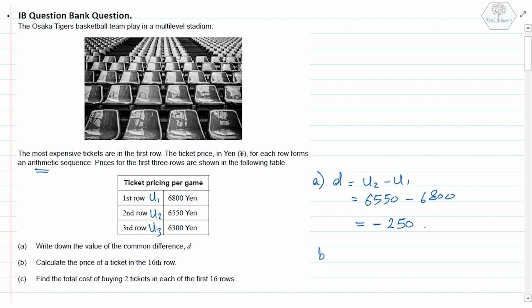Part B of the question. Calculate the price of a ticket in the 16th row. So I need to find U of 16th. This is equal to U1 plus n minus 1 times d. U1 is 6,800 plus n minus 1, which is 16 minus 1, times d, which is the common difference, which is minus 250.